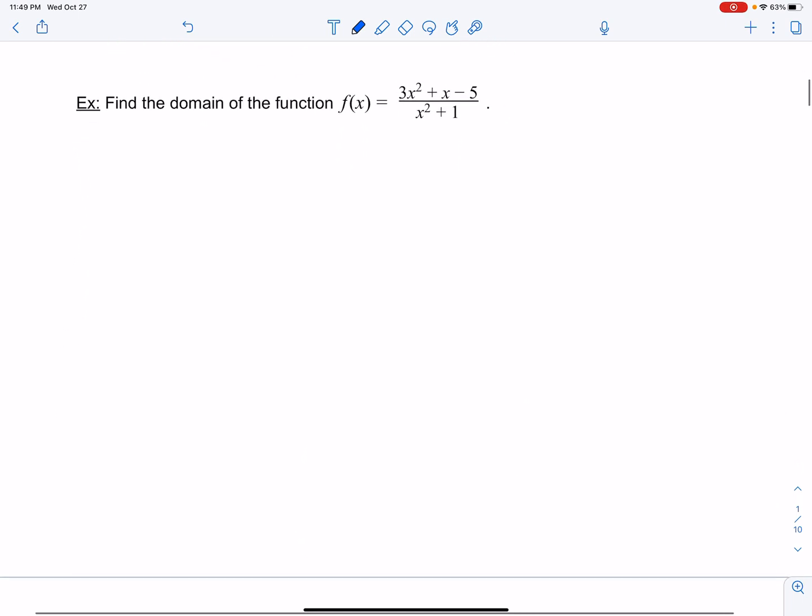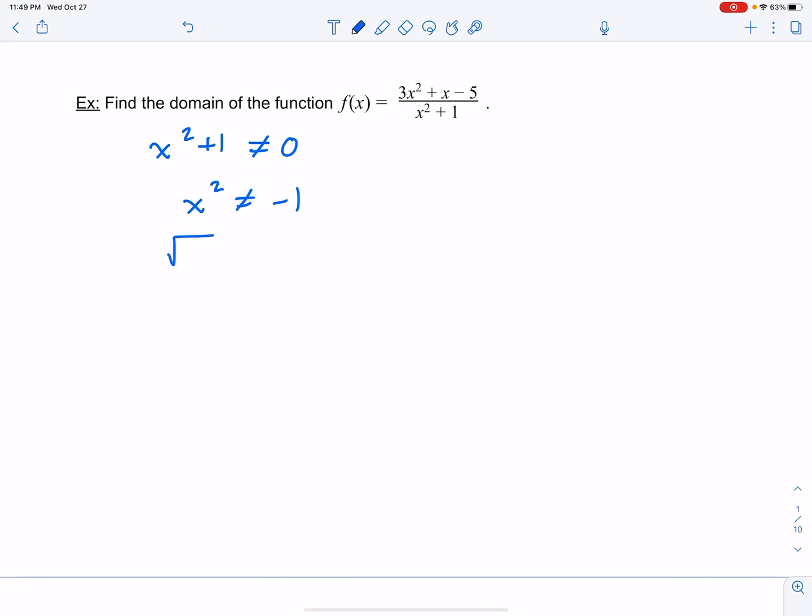If we're looking at the function f of x equals (3x squared minus x plus 5) over (x squared plus 1), again, we want to know what values are not in the domain of our function. So that's going to be any values that would make the denominator equal to 0. So if we take that denominator, x squared plus 1, we know that it cannot be equal to 0. So we could say that x squared cannot be equal to negative 1.